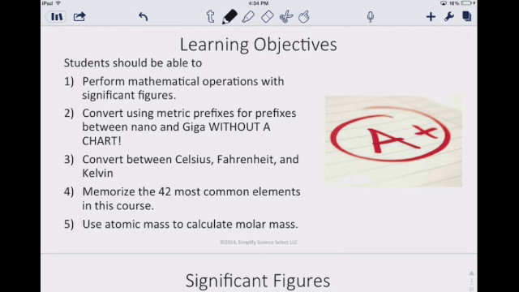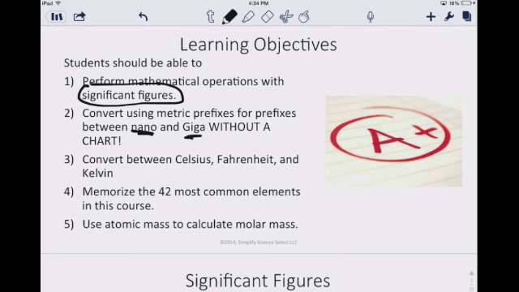So, we are going to talk about significant figures, why they are important, and then we got to do math with significant figures. Number two, we're going to convert using metric prefixes between nano and giga without a chart. So, we need to be able to do that for the rest of the year.